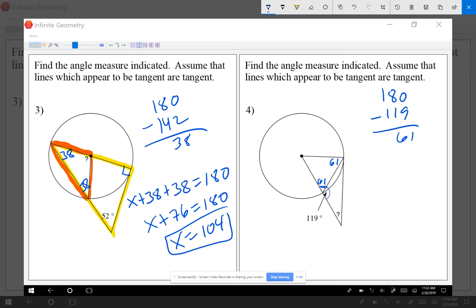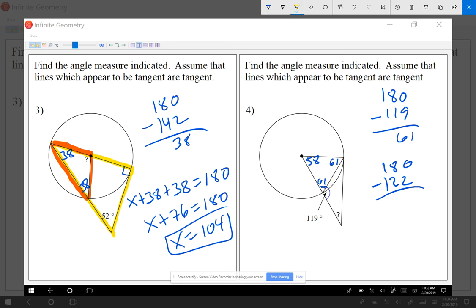You guys see my small triangle inside the circle? Those two sides are equal. Now 61 plus 61 is 122, right? I'm adding the two. Let me subtract that from 180. So 180 minus 122 gives me 58. So this angle right here is 58.